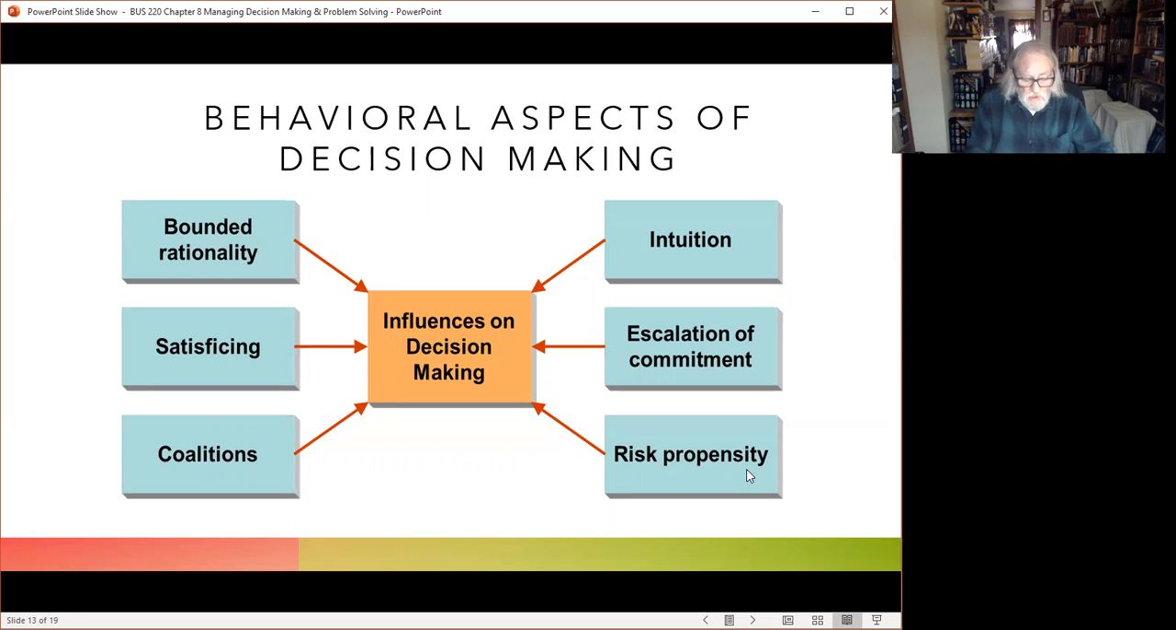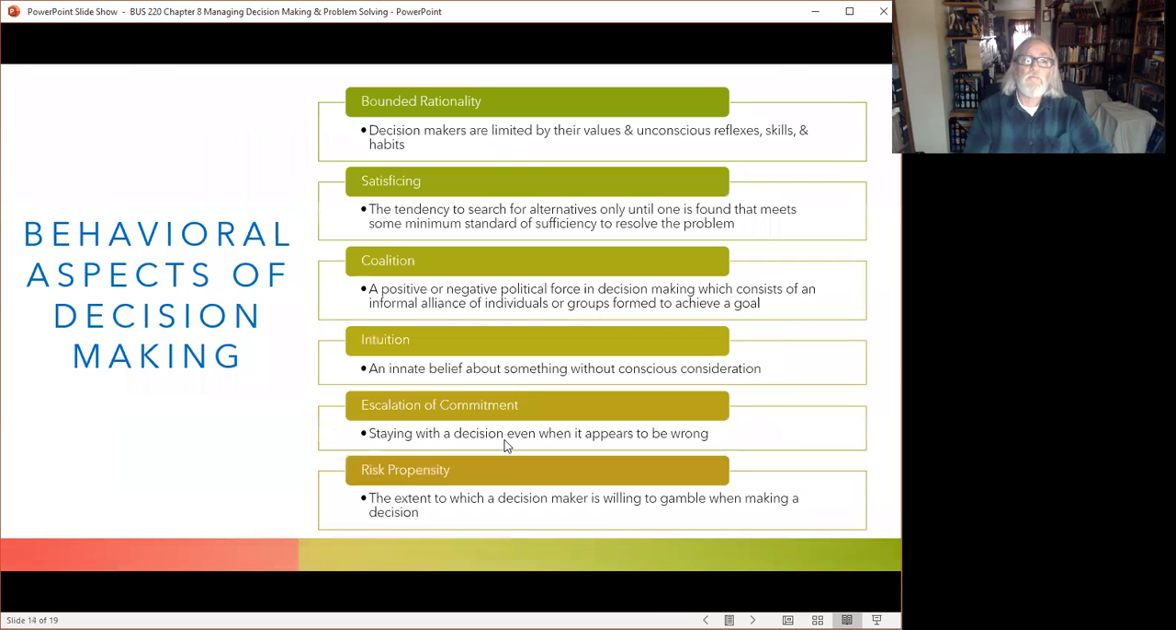And then, of course, we have risk propensity, which does influence decisions, because I've talked quite a bit about risk here, particularly in light of the alternatives and what the implication of each is. But when we talk about risk propensity, it's about the individual. How much risk are you willing to take? What is a reasonable risk from your point of view? What are you willing to gamble when you're making the decision to get where you want to go?